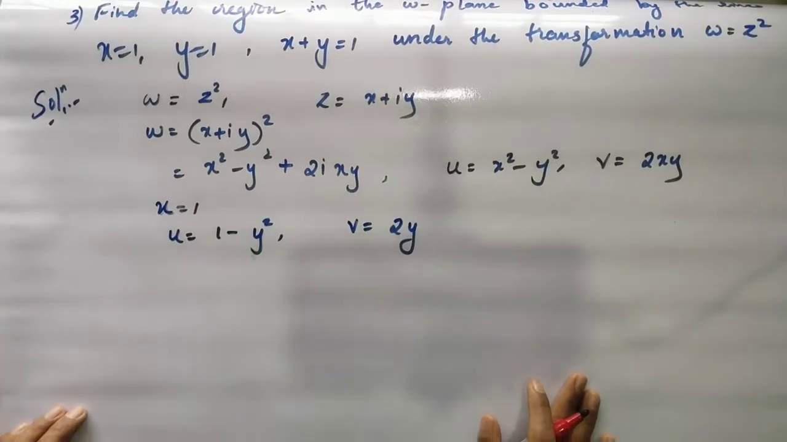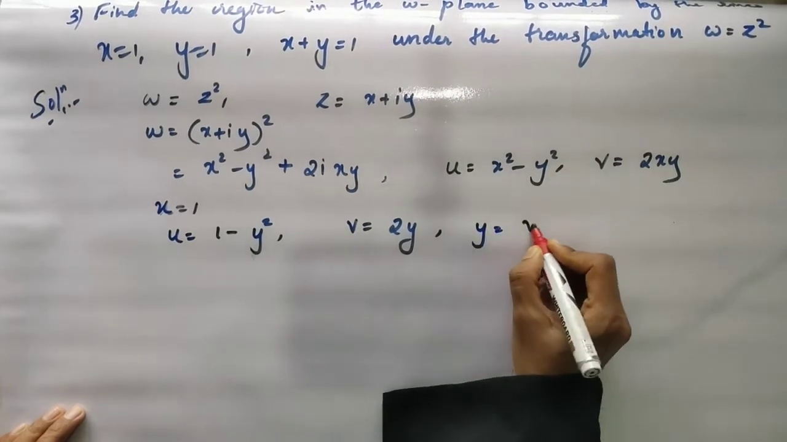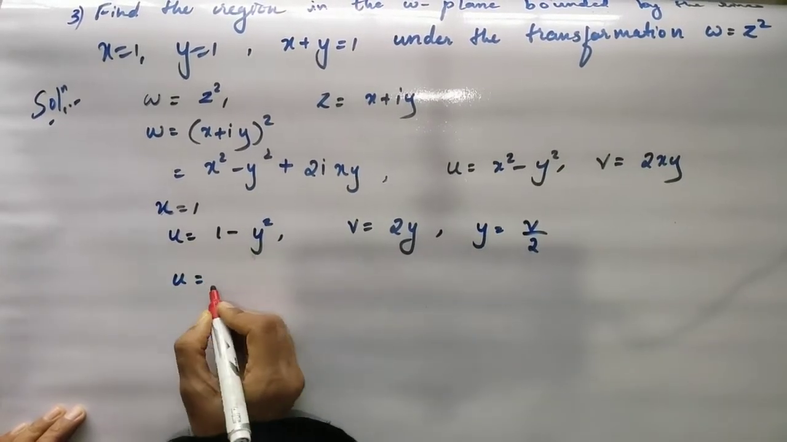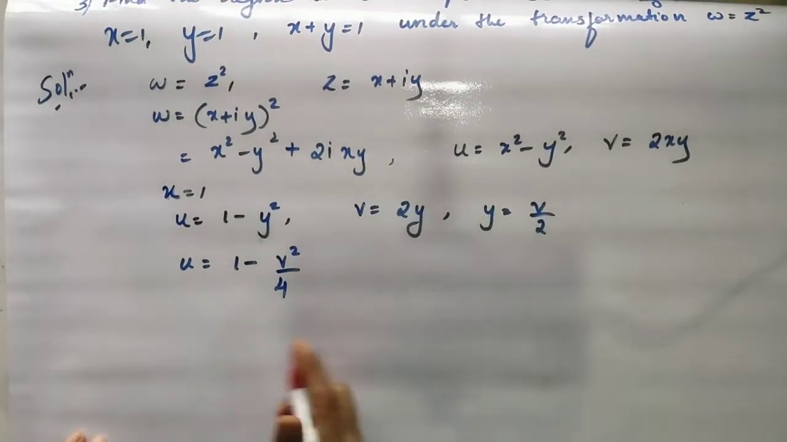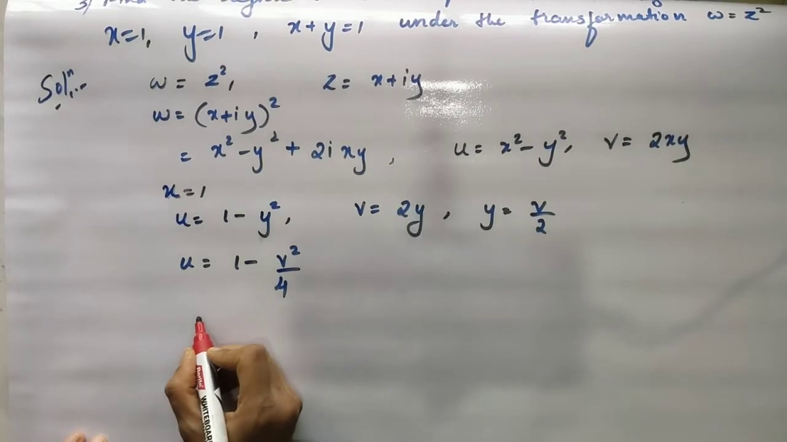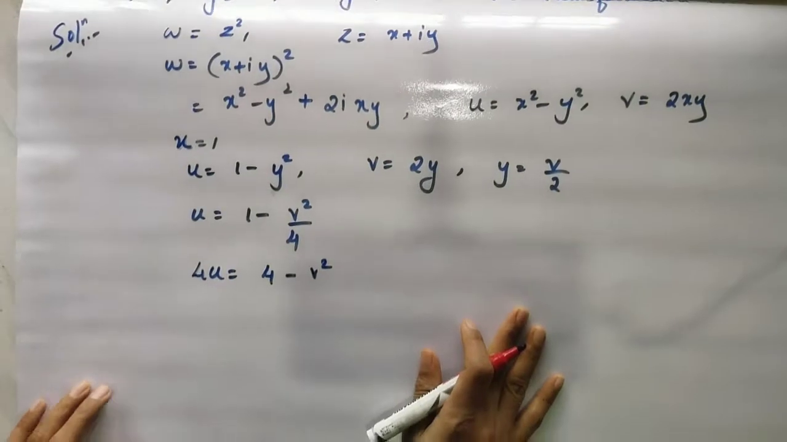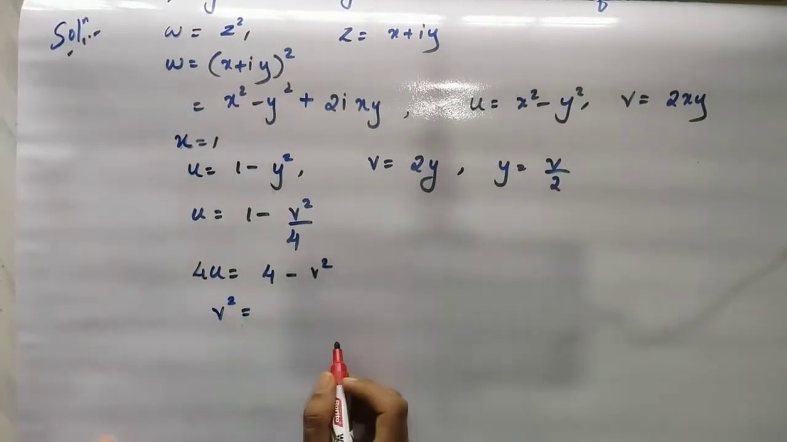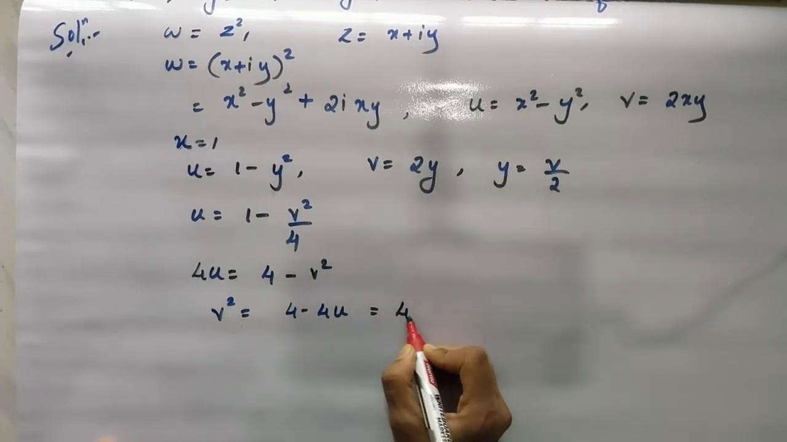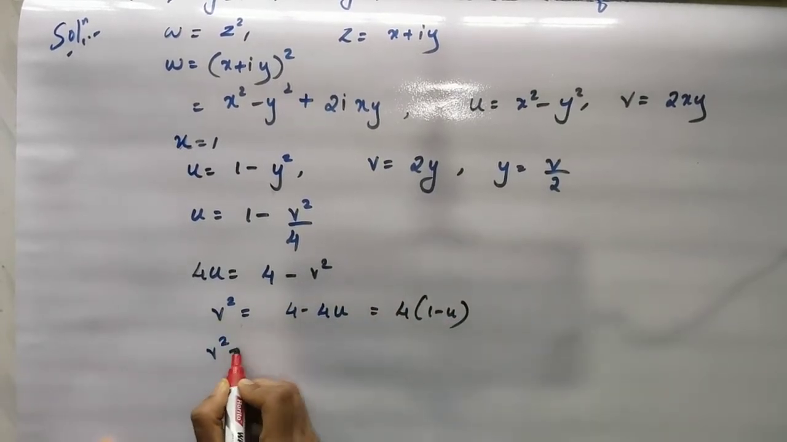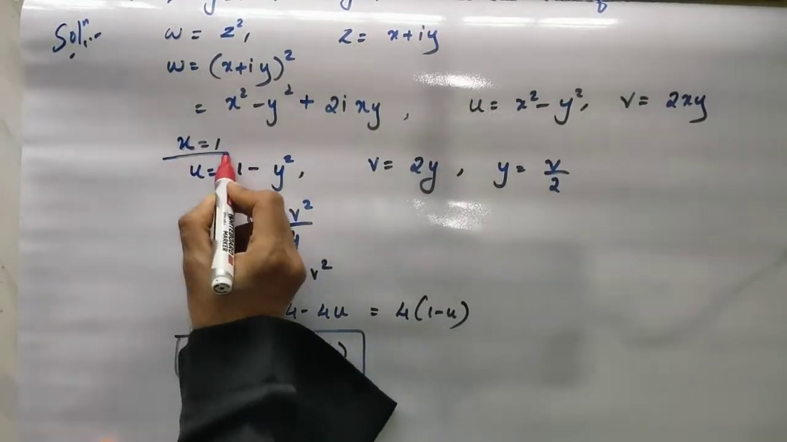So you get y as v by 2 from here, and u will be 1 minus v square by 4. If you take the LCM, you will have 4u equal to 4 minus v square, or v square equals 4 minus 4u, or taking 4 common, v square equal to 4 times (1 minus u). So this is the equation for x equal to 1.